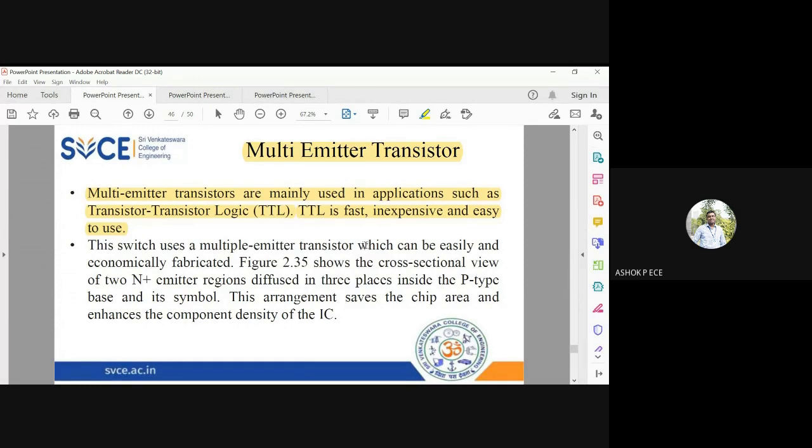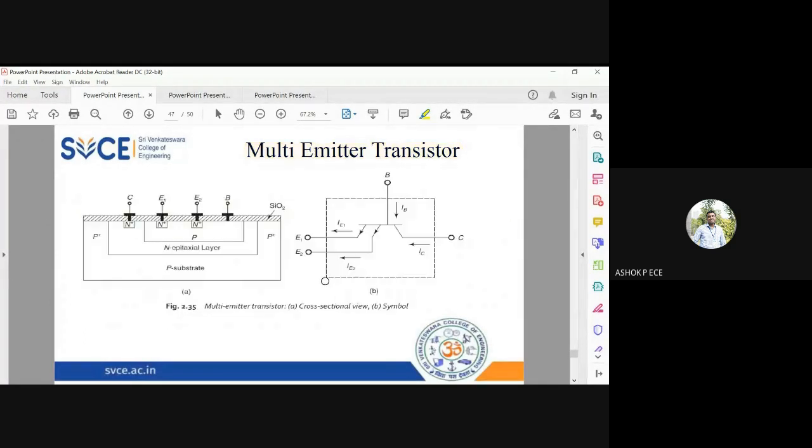The working is going to be the same. Only thing, instead of having one emitter, I'm going to have multiple emitters in my transistor. So the diagram should be very clear to you. See here, take a P-type substrate. Over that, you will grow an N epitaxial layer. I am taking an NPN transistor, okay? So on the P-type, you are going to have an N-type epitaxial layer. You are going to grow the N-type layer over the P-type.